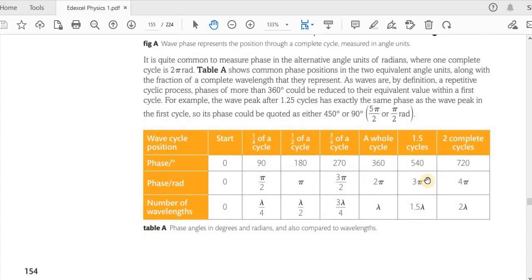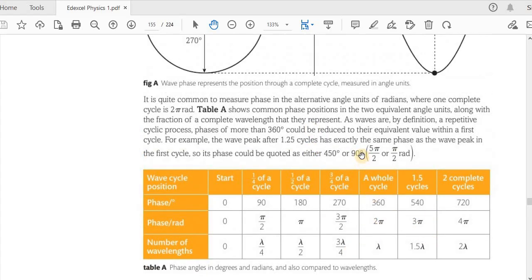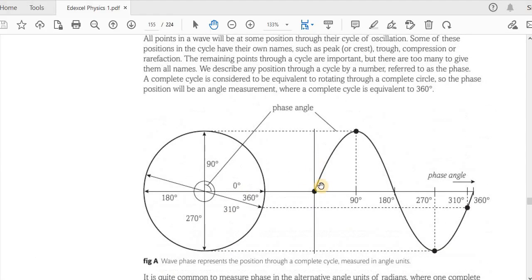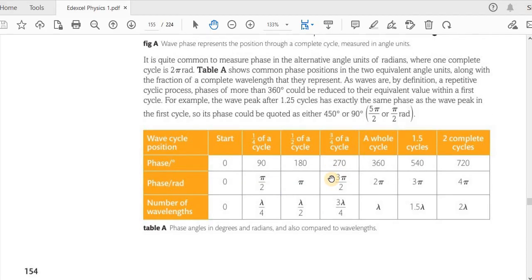Then you should get this 2 pi plus pi over 2. And you can see they have given the start of the cycle: phase is 0, angle is in degrees here, then phase in radians, that is also 0, number of wavelengths 0, because when we are here, you see the angle here, phase angle is 0, then that's the start. Wavelength is 0, number of wavelengths also 0.